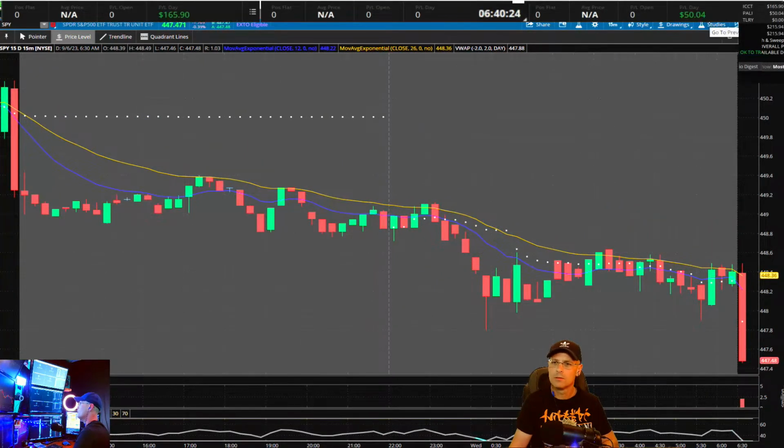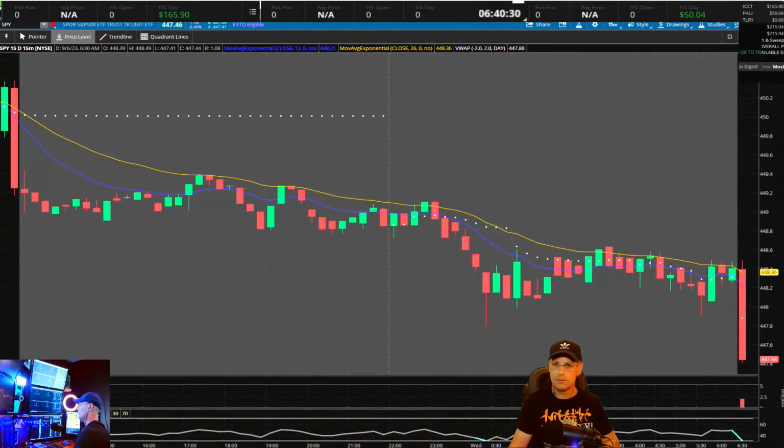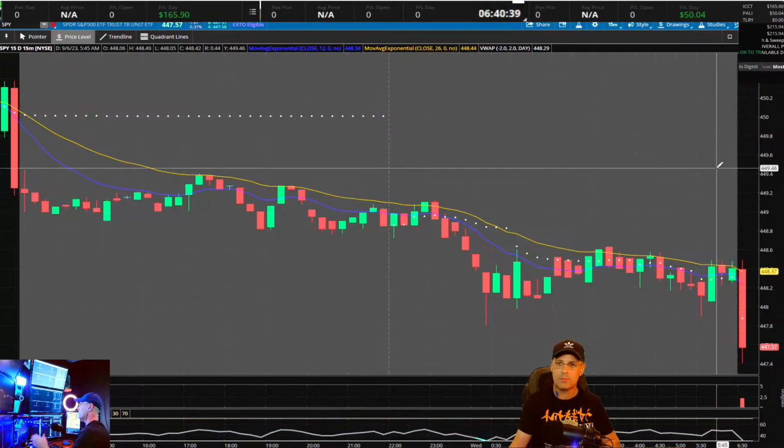Pretty good drop. 15-minute time frame. We're about to get our 15-minute oversold here. There it is, 15-minute oversold on the RSI. So that's a place where you could start scaling into a trade looking for a bounce back up.